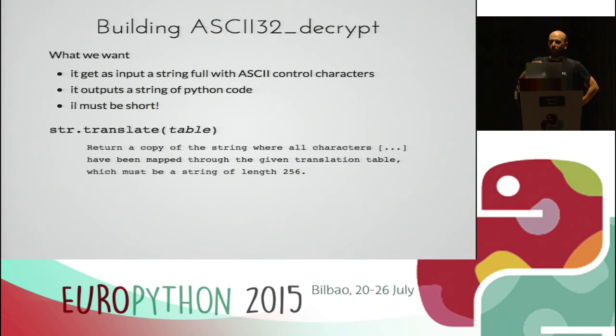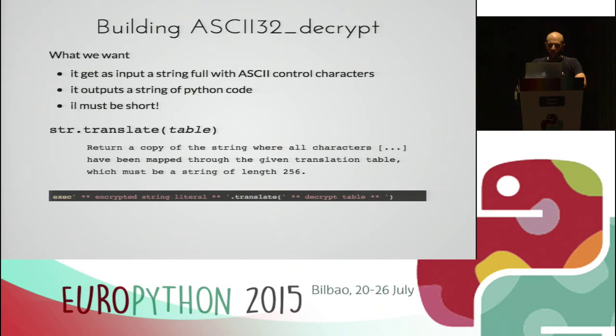But we can fill it with contrived characters, so we really don't need the 256 characters. We just need to put inside the characters that we need in the decryption. This is how our decrypt function, how our solution, will look. So we have an encrypted string. It's a literal string full of ASCII characters. Then we have a translate. We will translate it, and we need a decrypt table that will make this go into code that we then exec.